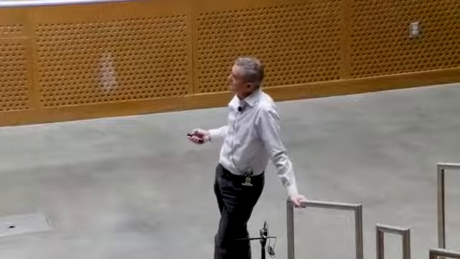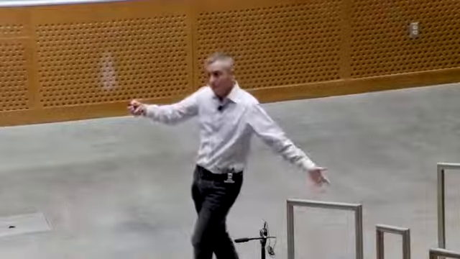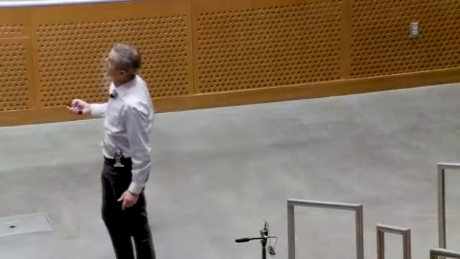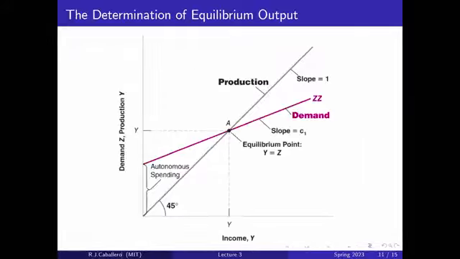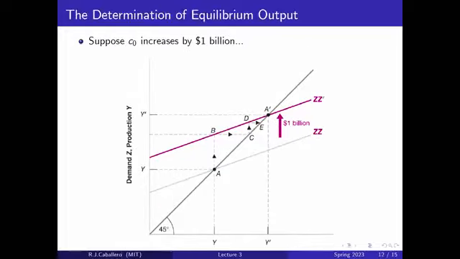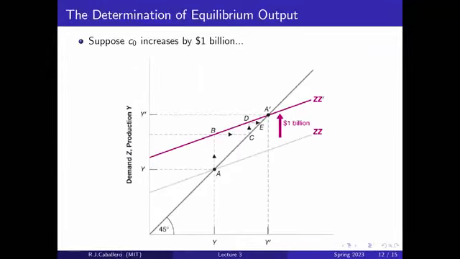Why is this change greater than C0? There is a multiplier in front, exactly. We change C0 by 1, but then you have to multiply by 1 over 1 minus C1. And that's what we illustrated in this picture. Okay, good. And so you should move anything you can move here around. Move G up, T up, or stuff like that, and see what happens.